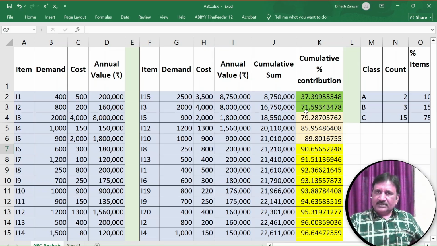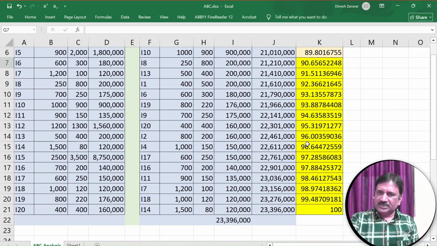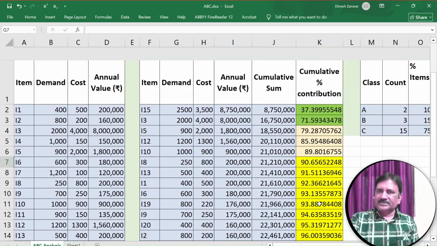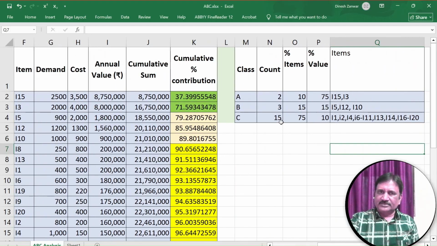So where the cumulative percentage consumption contribution is less than 75%, those will be A class items. From 75 to 90; 90 exactly you will not get. If you do not get exactly 90, you consider the figure less than 90. So from 79 to 89, in our case, it is coming as B class items, and from 90% onwards till 100%, those will be C class items. Okay, finally I have summarized them.